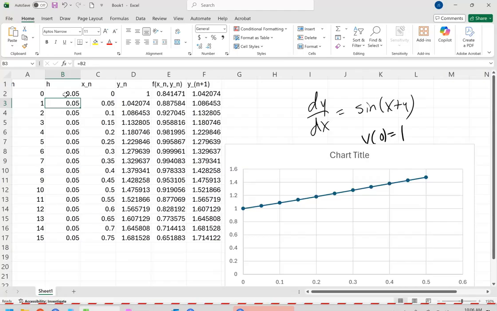Does the process make sense? We're going to come back to this. I'll do another example or two here. Does the process make sense?